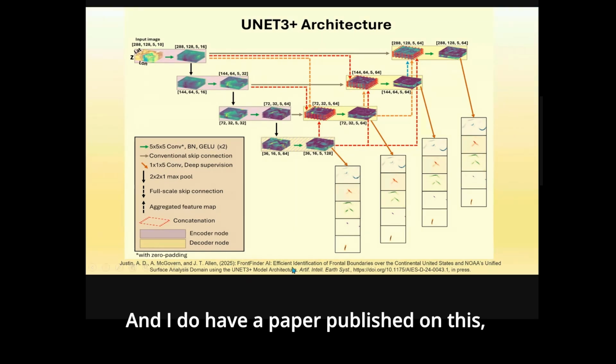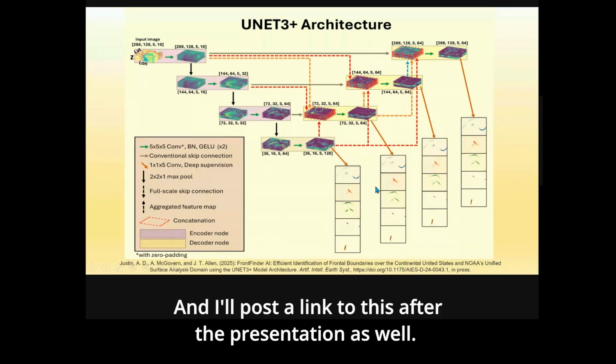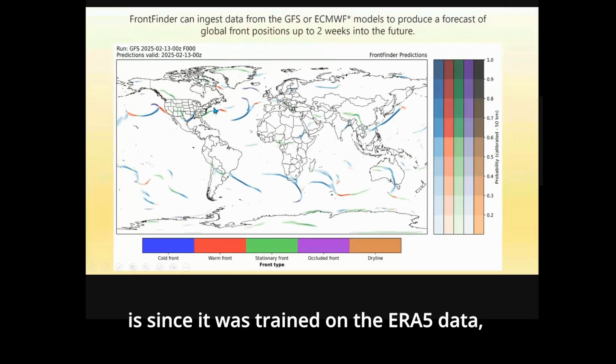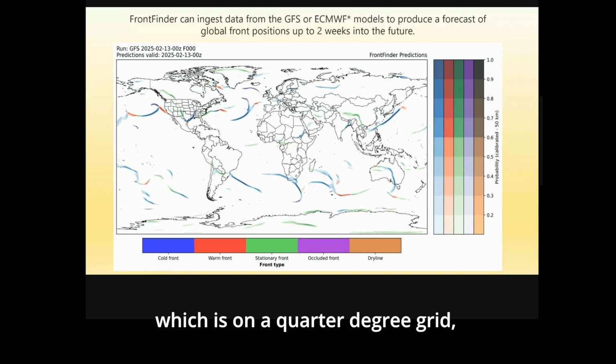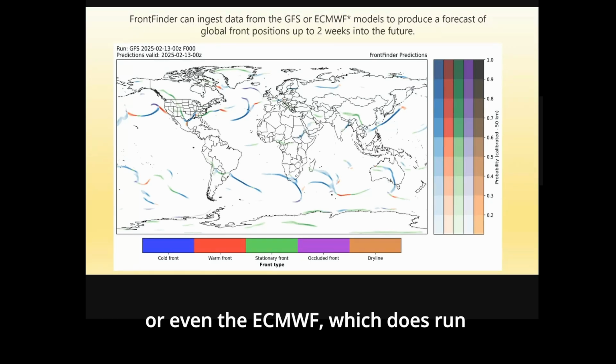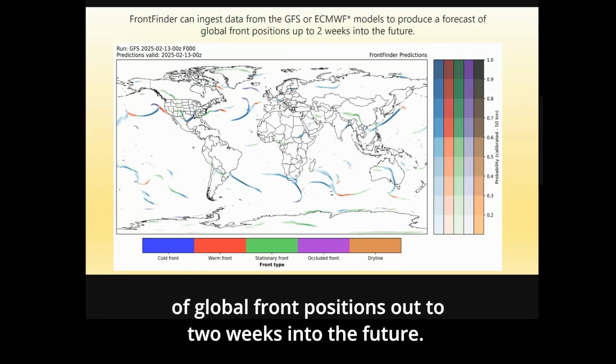So, I do have a paper published on this, which is right down here, and I'll post a link to this after the presentation as well. The cool thing about Front Finder is, since it was trained on ERA5 data, which is on a 1/4 degree grid, that means it can ingest data from the GFS or even the ECMWF, which does run on slightly higher resolution, to produce a forecast of global front positions out to 2 weeks into the future.